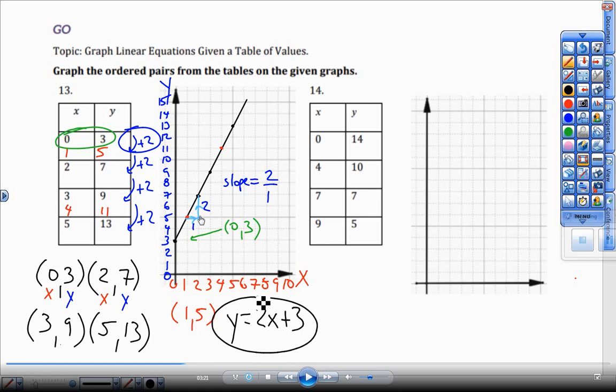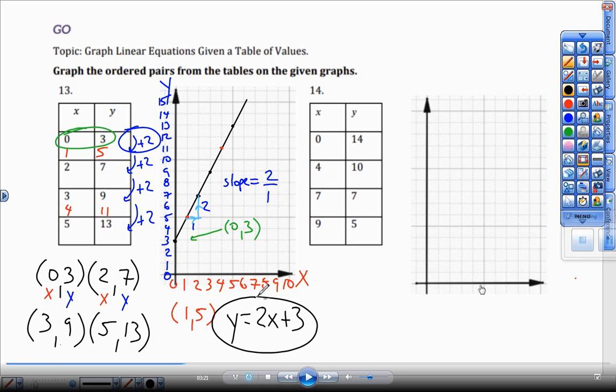Any of these coordinates will plug into x and y and give you true statements. Any of these points on the line, 1, 5, plug in 5 for y, plug in 1 for x, ends up giving you 5 equals 5. All these points are a solution to this equation.